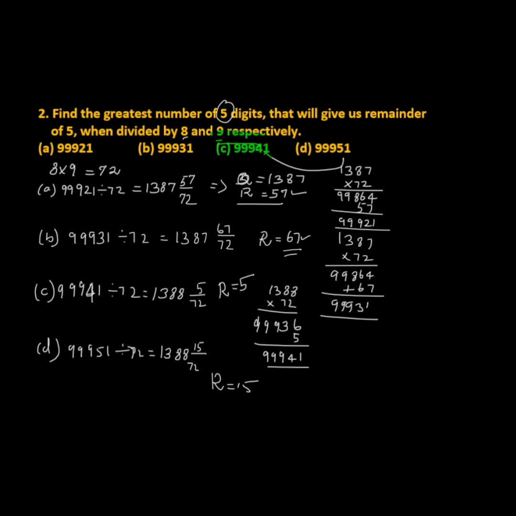99,941 divided by 8 or divided by 9, with 8 and 9 both, we will be getting remainder 5. So we multiplied 8 and 9 and we got 72. Then we are getting the quotient 1388 and the remainder 5. So our correct option is C.